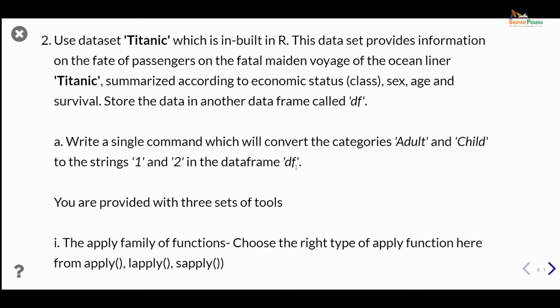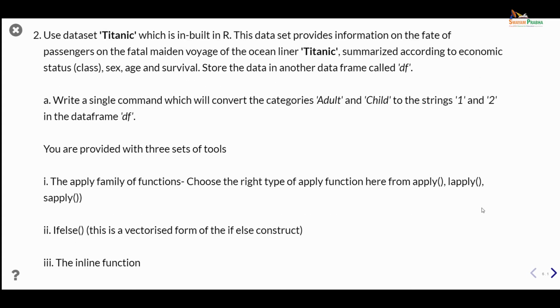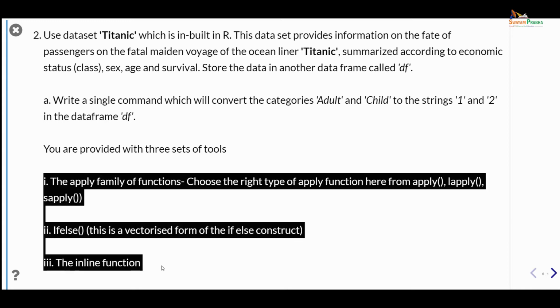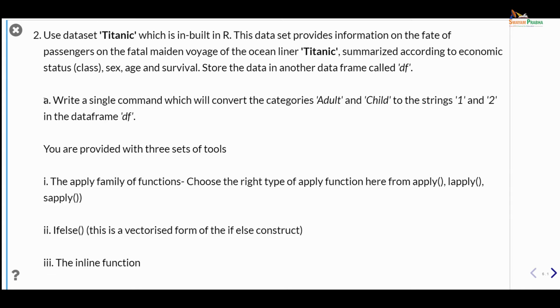So the first subproblem is to write a single command which will convert the categories adult and child to the strings 1 and 2 in the data frame DF, and we have been provided with 3 sets of tools. The first one is the apply family of functions, where we have to choose the right type of apply function from apply, lapply and sapply. And the next tool is the ifelse function. This is basically a vectorized form of the if-else construct, and we can also make use of the inline function. So we will see what all these 3 functions are and how to use them to solve subproblem A.